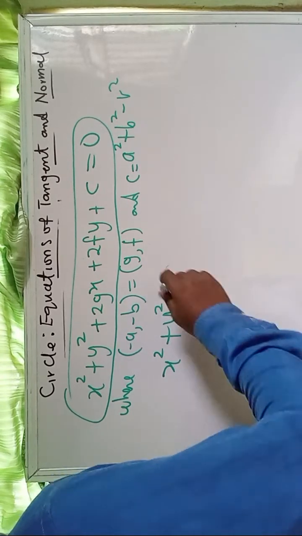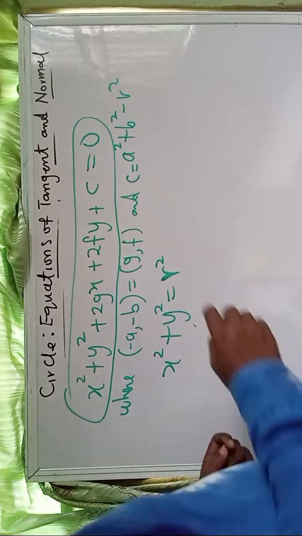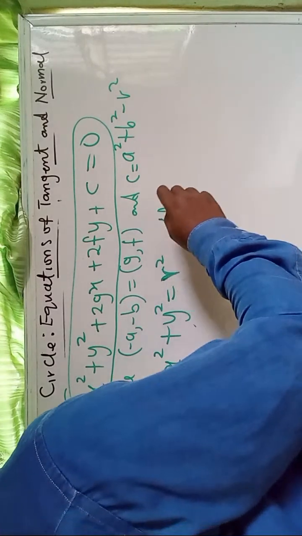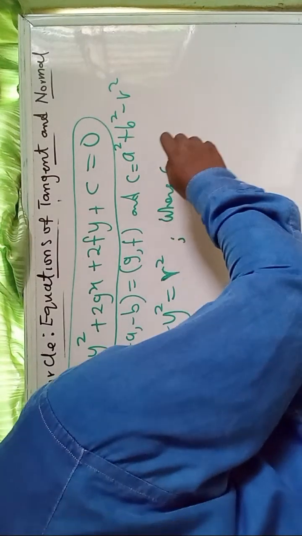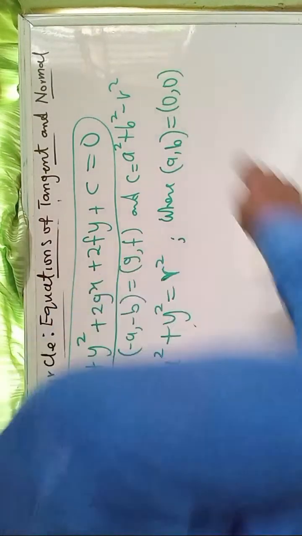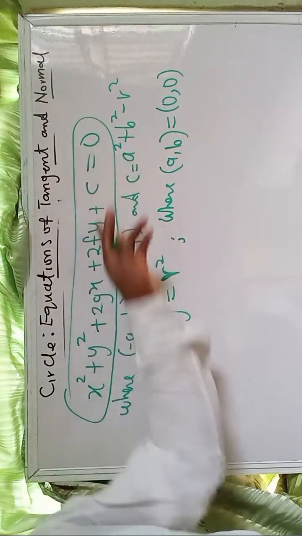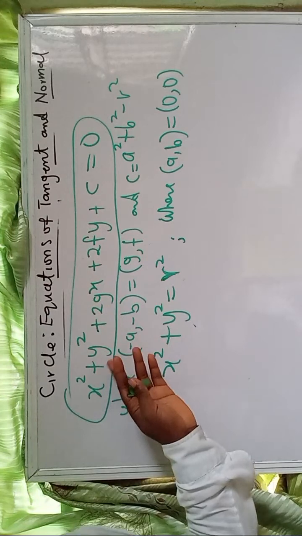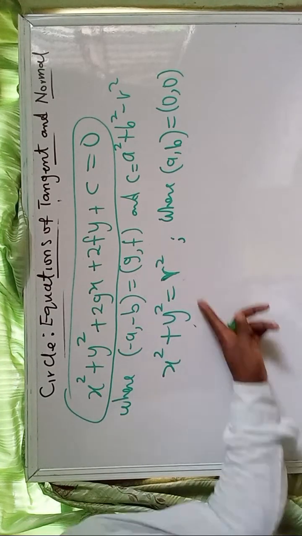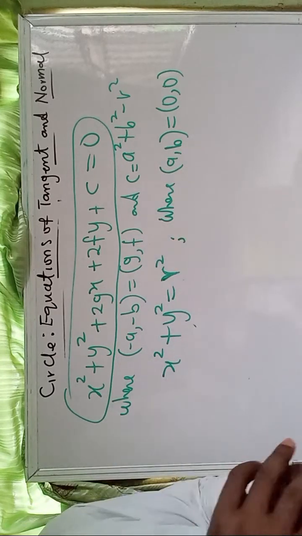This will be reduced to this form, where a comma b is 0 comma 0. So this is the general equation of a circle at any point a comma b not equal to 0. This is the equation of a circle at the origin. At the origin means the coordinate of the center is 0 comma 0.